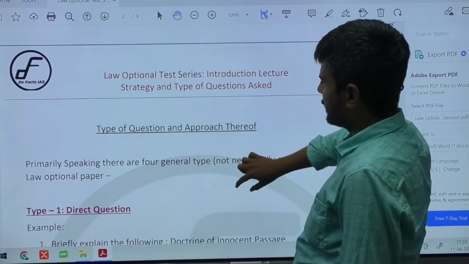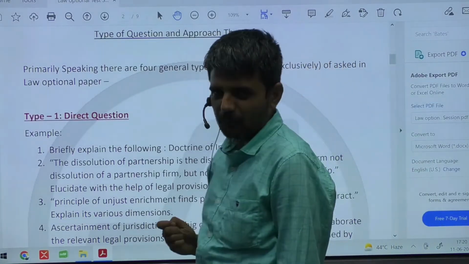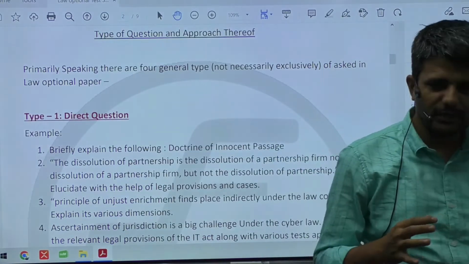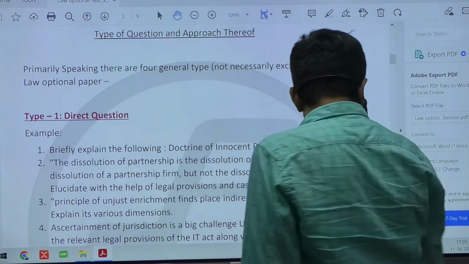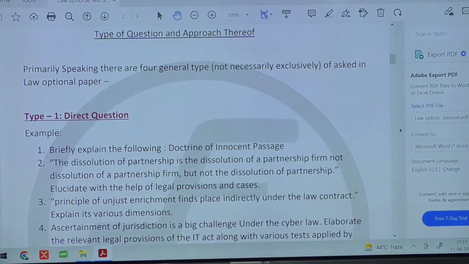The first of them is the type of question asked. Which type of question actually comes in the exam? If you look at the exam paper, you will see that there are generally 4 types of questions. Where is the pen to write? Give me a minute. So there are generally 4 types of questions that come in the exam.